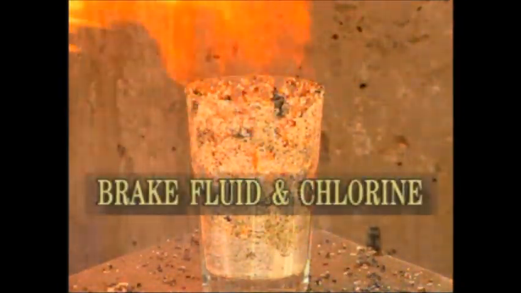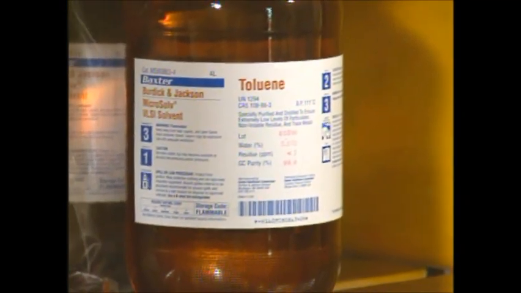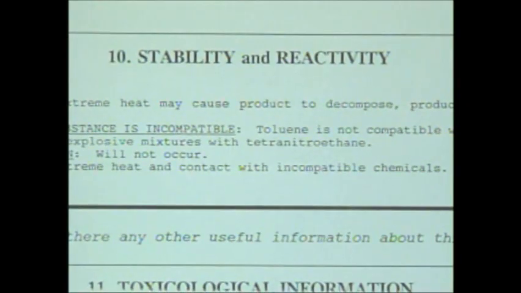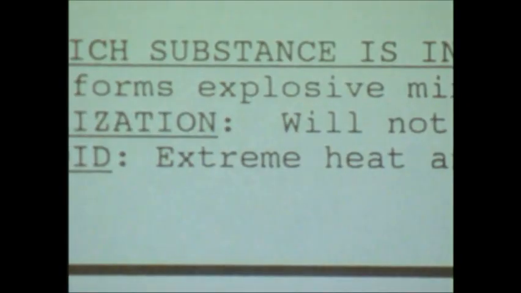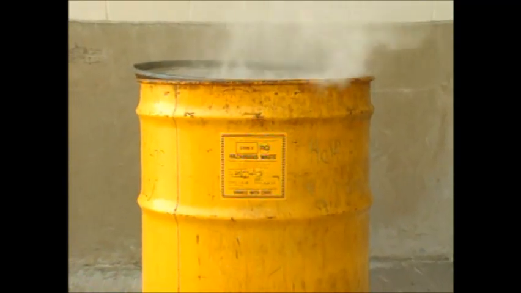Section 10 names the chemicals and other materials that are incompatible with the product. For example, you'll want to avoid strong oxidizing agents when you work with toluene. And note that mixtures with tetranitroethane can become explosive. Section 10 also tells you whether the material is stable or unstable.